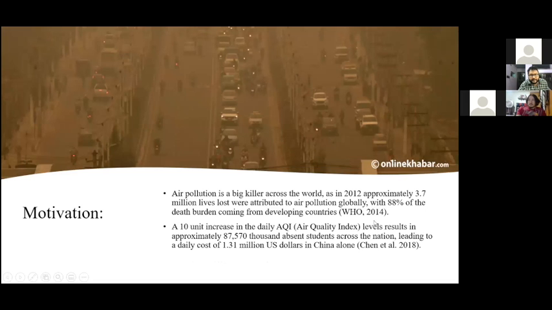Carlos? As for our motivation for this project, we see that air pollution is a big killer across the world, as the WHO estimates that in 2012, approximately 3.7 million lives were lost that could be attributed to air pollution, with 88% of this death burden coming from developing countries. And additionally, a 10-unit increase in the daily AQI in China results in approximately 87,570 absent students across the nation, leading to a daily cost of $1.31 billion US.